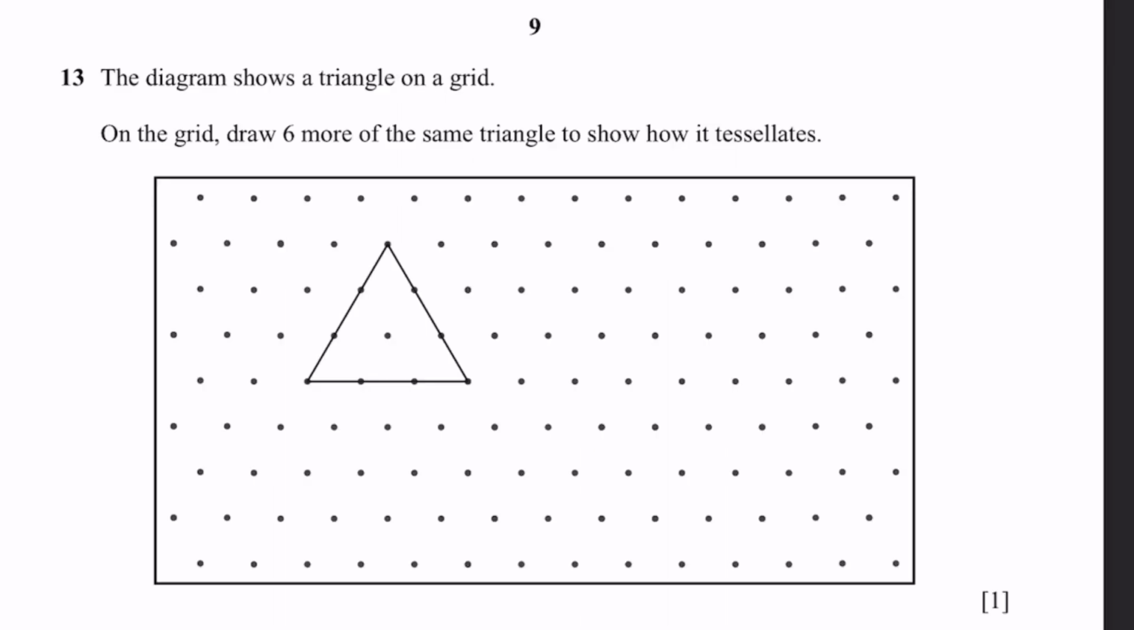Question 13. The diagram shows a triangle on a grid. On the grid, draw 6 more of the same triangle to show how it tessellates. So we can just draw the edges. Because this is an equilateral triangle, we don't need to get confused about anything. We can show this. And I'll just draw the same thing on the other side to make a kind of hexagon.